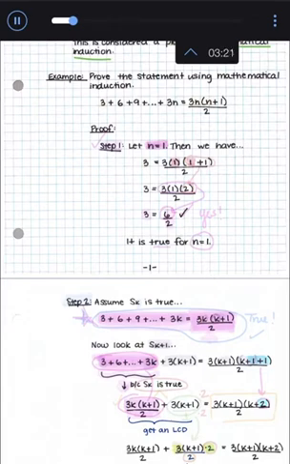So we want to show this by what's called mathematical induction. Well, let's do our step 1. Our step 1 always says that what we're going to need to do for step 1 is to look at when n equals 1. So step 1 says plug in n equals 1 and make sure it works.